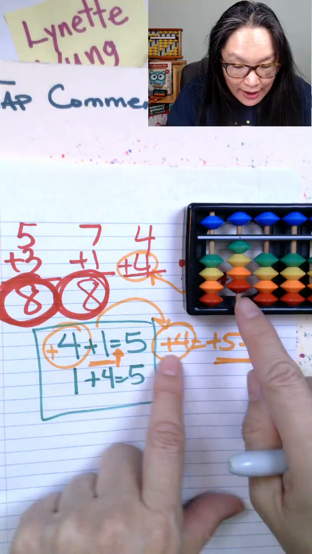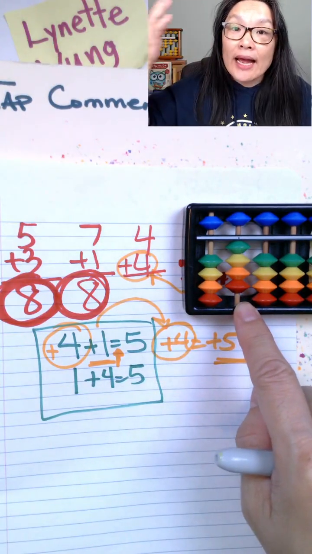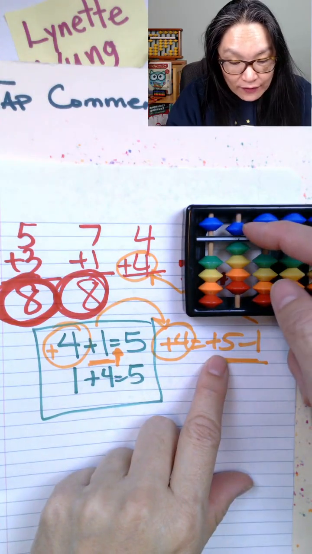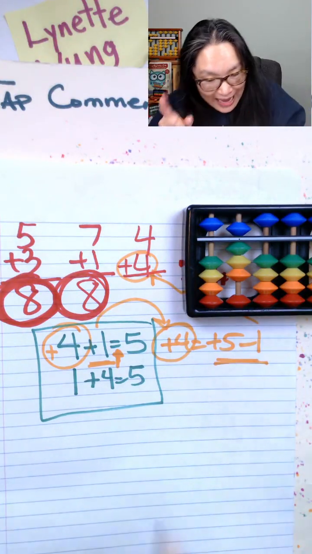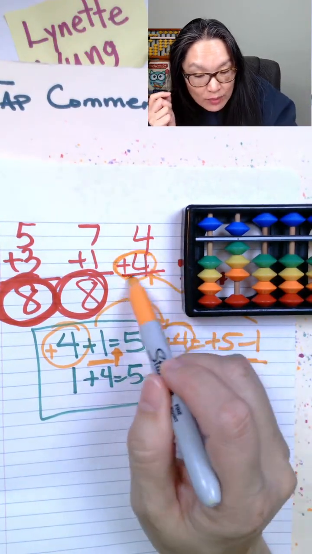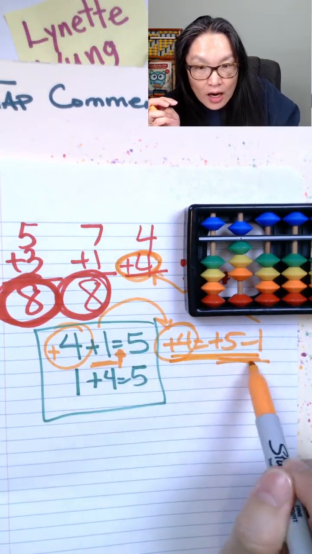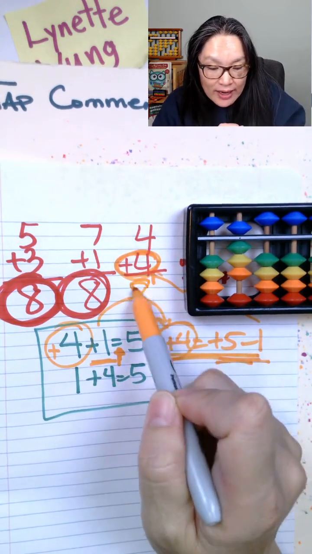So here I have 4. I don't have enough beads to add the 4. How do I add the 4? Well, I'm going to plus the 5 and take away the 1. And then my answer is 8. So in abacus, what we do is we memorize the process. We memorize the formula on how to do it. We understand the process to get there. So now my answer is 8.